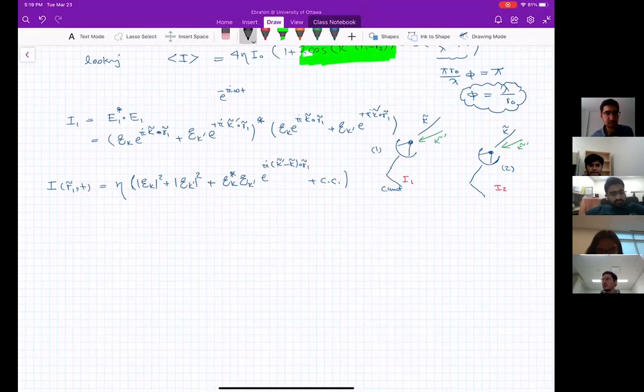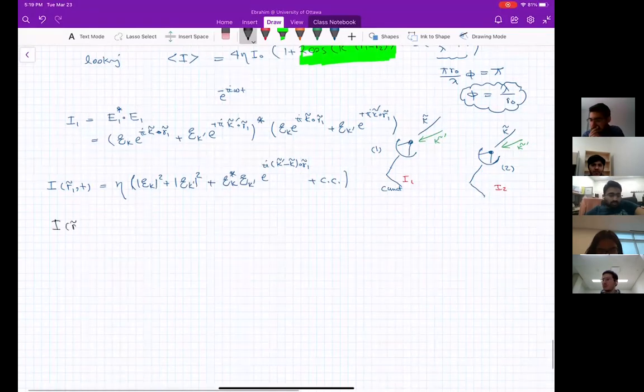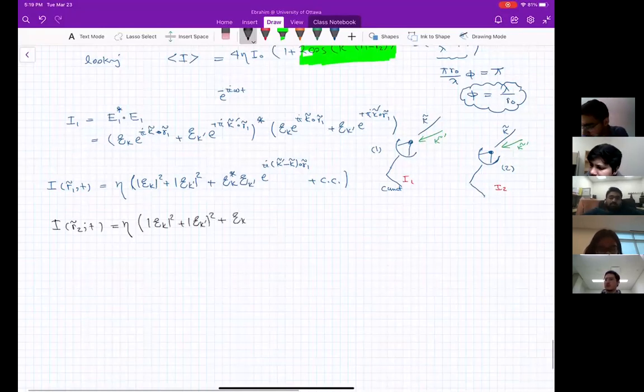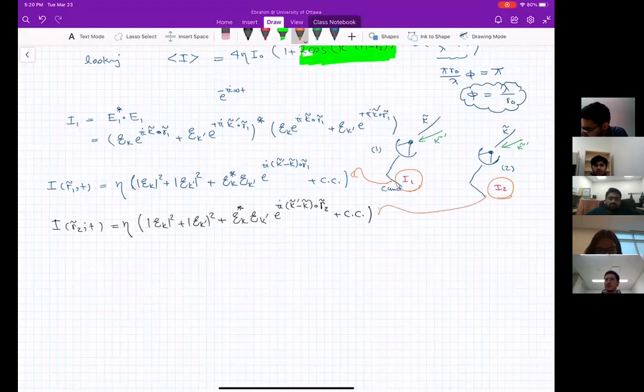In the same way, you can prove that the intensity at R2 is also eta times the modulus squared of E_K plus the modulus squared of E_K prime plus E_K star E_K prime e to the power of i (k prime minus k) dot R2. Note that this is at the position of 2 now, plus the complex conjugate. So those are the intensity expressions, one for that detector and one for this one.